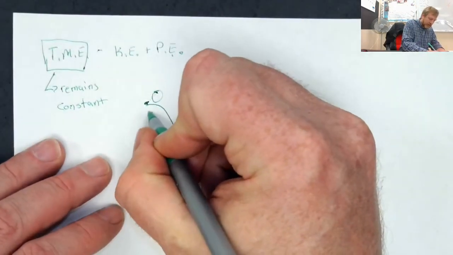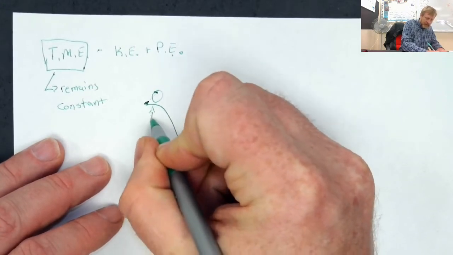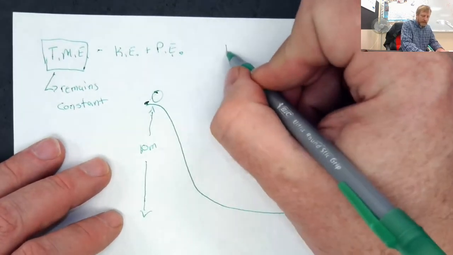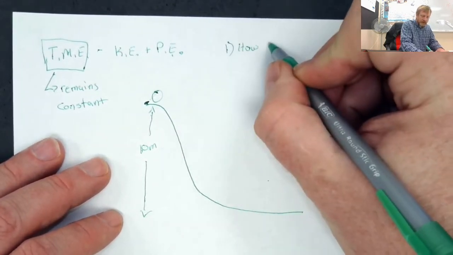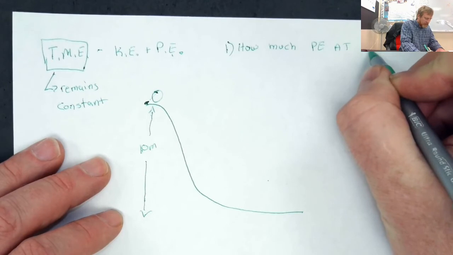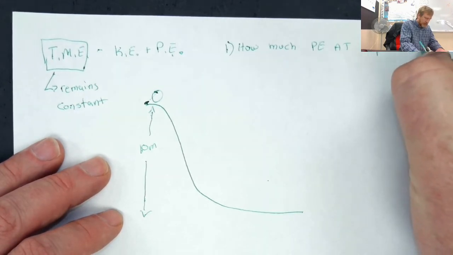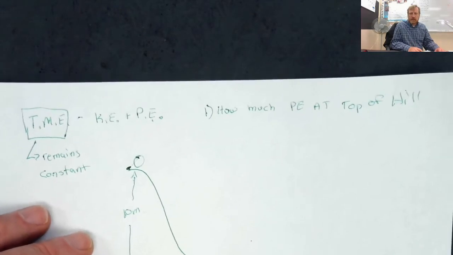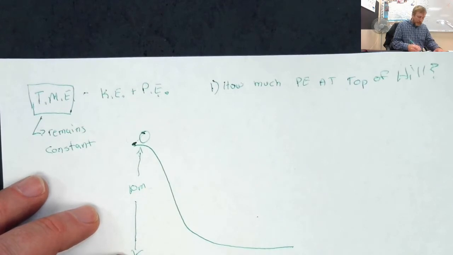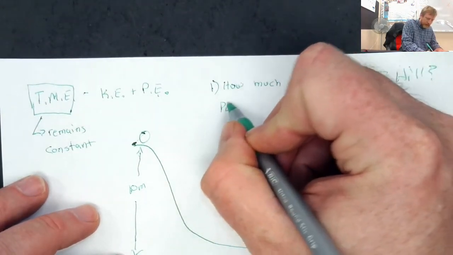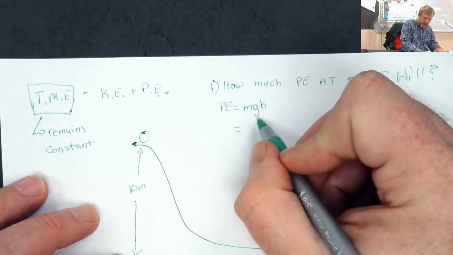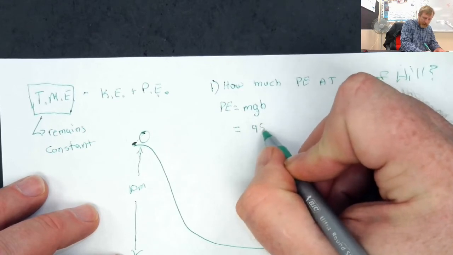Let's say that this hill, I'm going to keep my numbers nice and easy, is 10 meters high. First off, how much potential energy is there at the top of the hill? That's a pretty easy question to answer. The potential energy is mass times gravity times height. So we would have 10 times 9.8, so 98 masses.